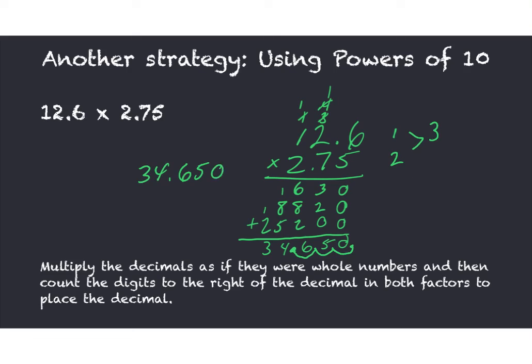So there you have it, guys. That's how you multiply decimals. You do the exact same thing that you did when you were multiplying whole numbers. After you get your answer, you use one of the two strategies then to place your decimal, either estimation or your understanding of powers of 10.